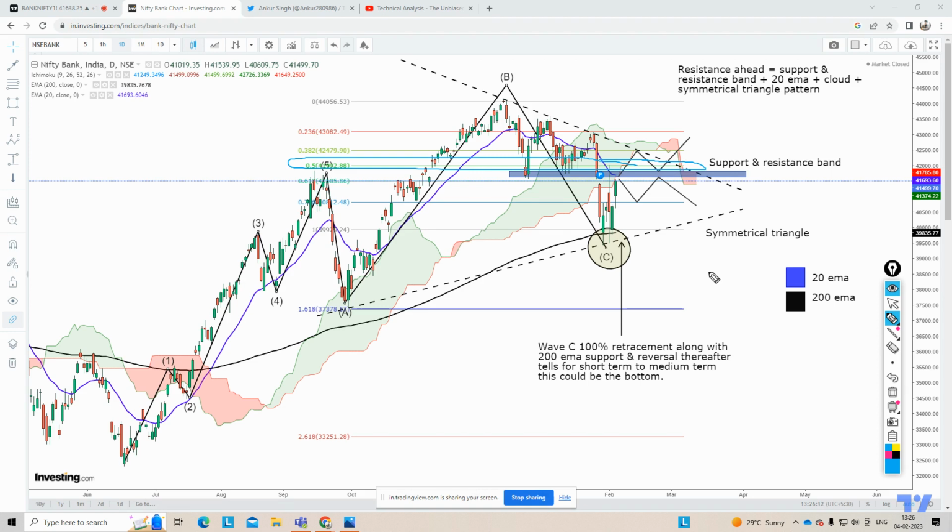Once it moves above the 50%, it continues with a new trajectory and new projection. So if at all Bank Nifty in the coming week is successfully able to break the cloud, the 20 EMA, and this support and resistance, then it will make a very aggressive, impulsive wave three, right?